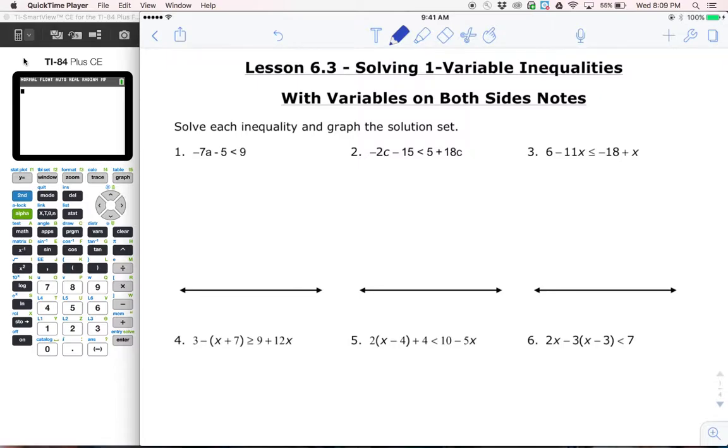Lesson 6.3, Solving One Variable Inequalities. This is a little bit different from yesterday because today we are solving when we have variables on both the left and the right side of the inequality. Same big thing to watch out for today: if you divide both sides by a negative number, or multiply both sides by a negative number, you've got to flip around the inequality. I'm going to go a little bit faster today because it's our second day of this topic.